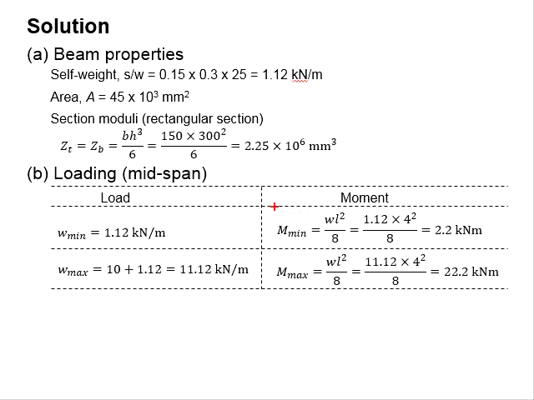Next, calculate the maximum and minimum moment acting on the beam. This equation is for a simply supported beam, which is WL squared per 8. The moments are obtained here.